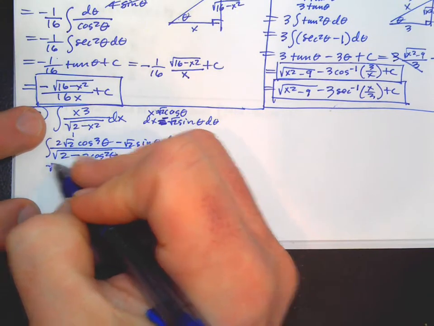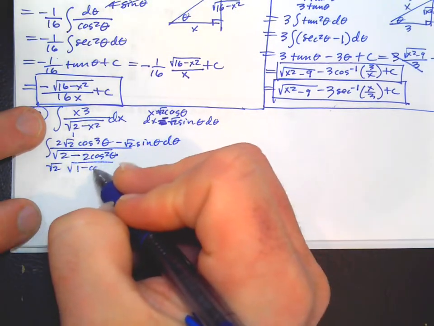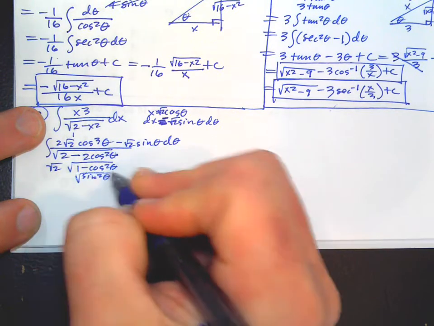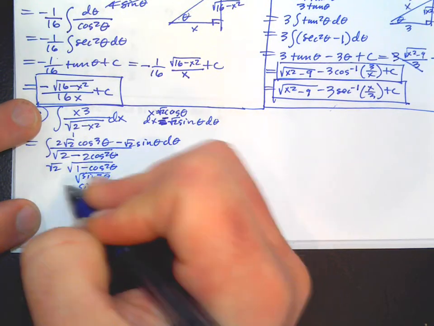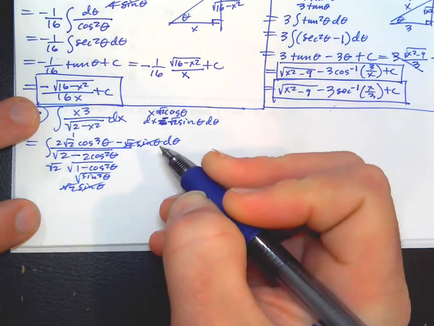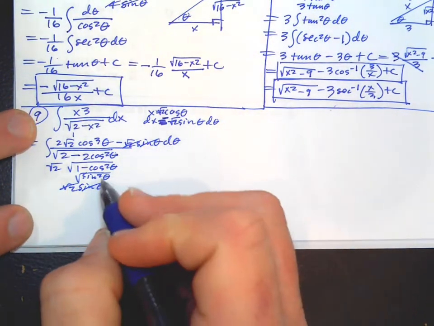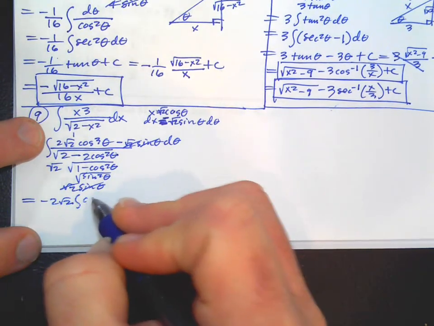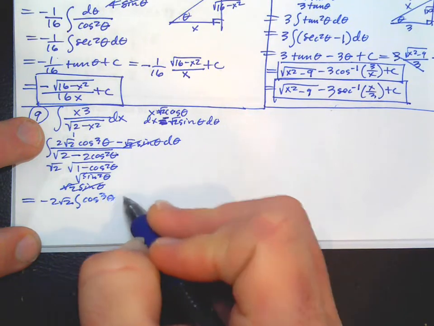Now, we're going to take a root 2 out. It's going to be 1 minus cosine squared, and that's going to be sine squared, and that's going to be sine. So we get a root 2 sine theta here, which cancels out that root 2 sine theta. And so now we have negative 2 root 2 cosine cubed theta d theta.